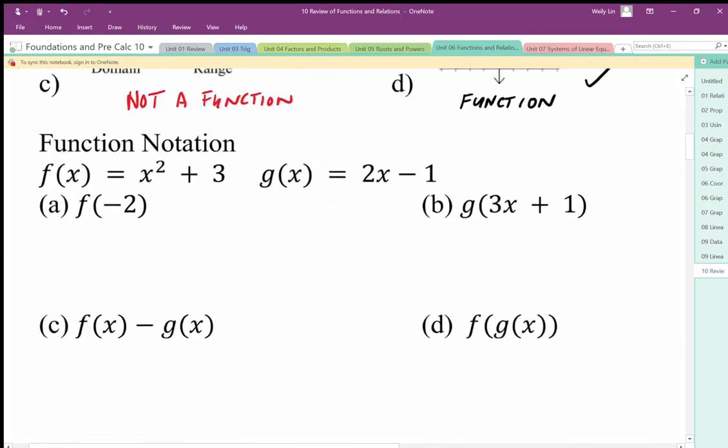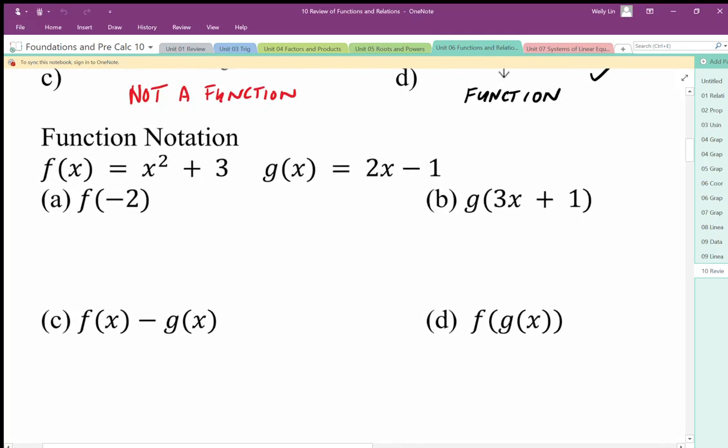So function notation, the simplest way we can look at function notation is that it's another way to write y. It allows us to differentiate between two y values. There's one y calculation here and a different y calculation over here. So that's the basic way.